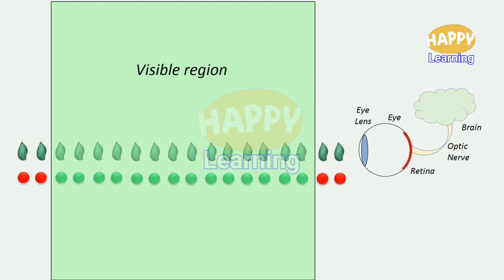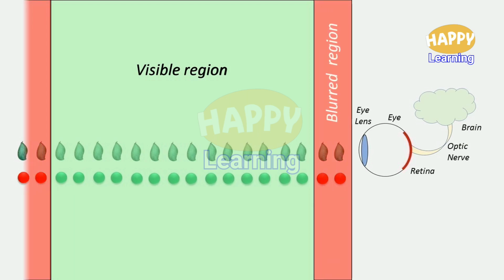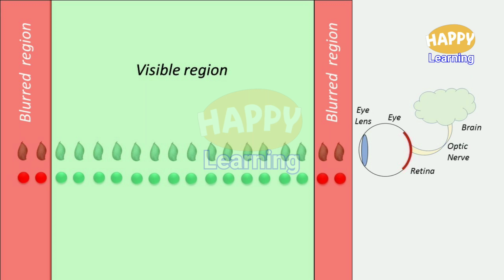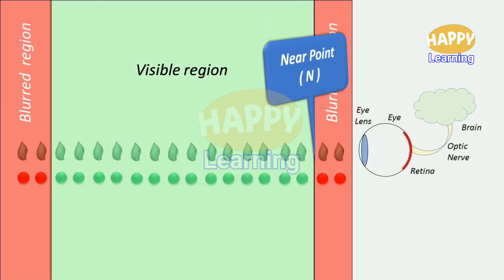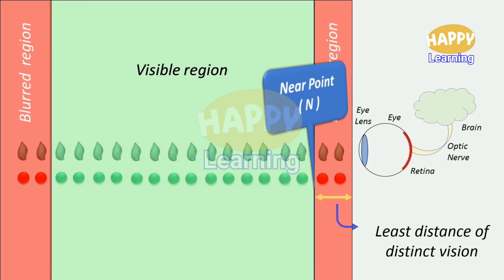So this is the visible region, green shaded. This red shaded area is the blurred vision area. One is close to the eye, one is far away from the eye. For this visible region, you have two boundaries. Closest to the eye is the near point N. Here, the distance from the eye to the near point is called least distance of distinct vision.